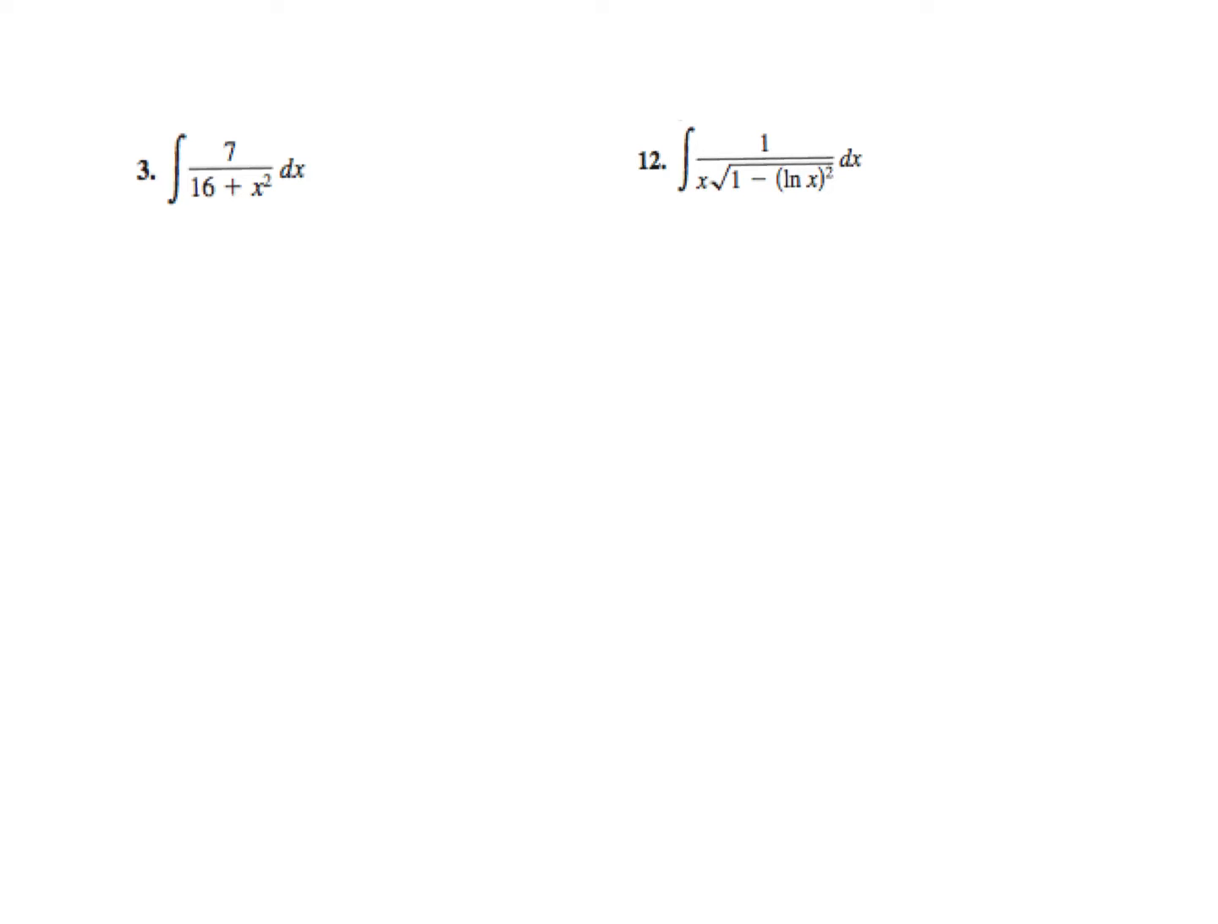So let's look at some more examples. I'm not worried about 3. Let's worry about number 12. So on number 12, I have 1 dx over x square root 1 minus the natural log quantity of x squared. And I'm integrating it. So my difference of power is 2. I have a squared and I have nothing up top. So is this going to be an arcsine, arctangent, arcsecant? Which one is this going to be?